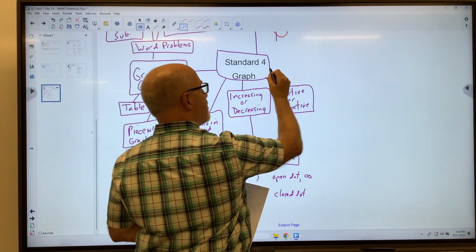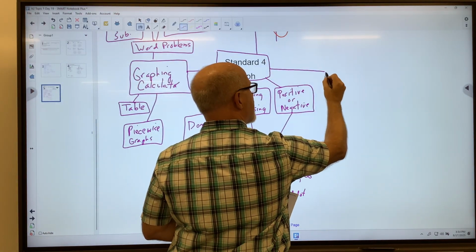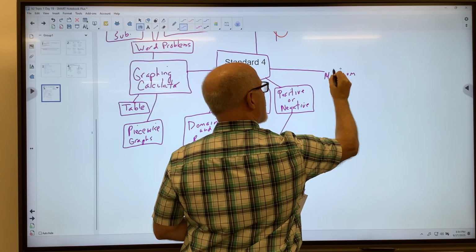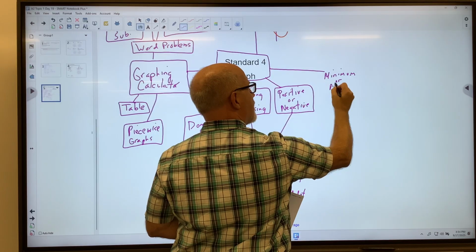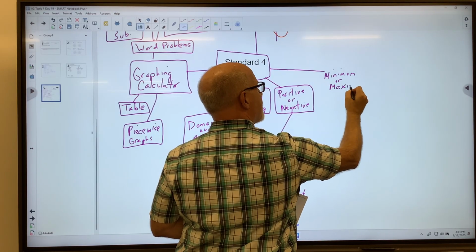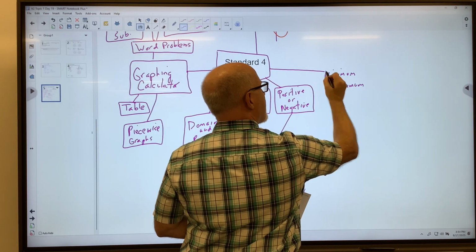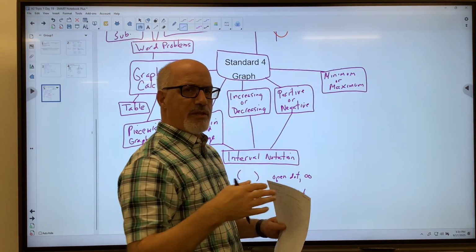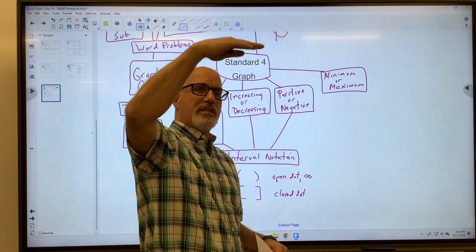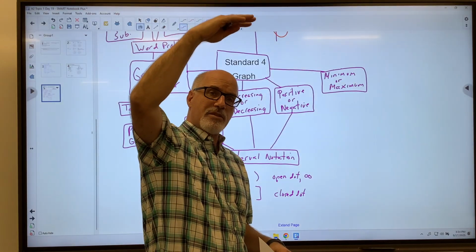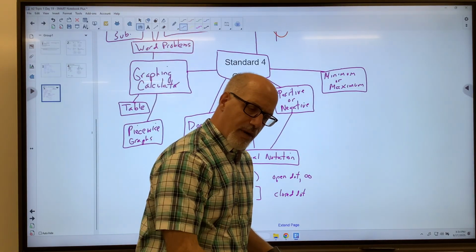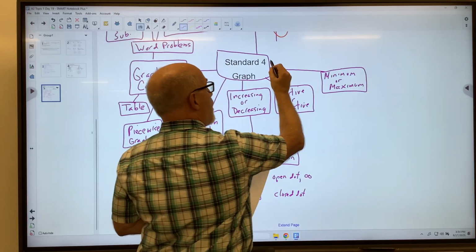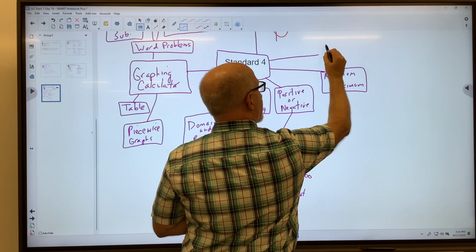We also did mins and maxes, minimum or maximum. And then you label the y value as the minimum or maximum, because we're talking about, is it the highest point, a maximum, that's the y value, or the lowest y value is the minimum. And then we did inequalities with graphing.